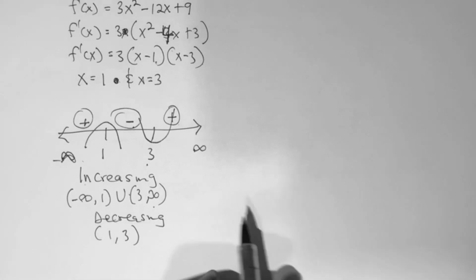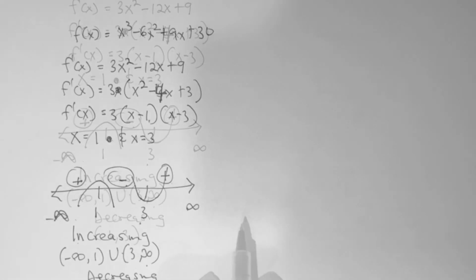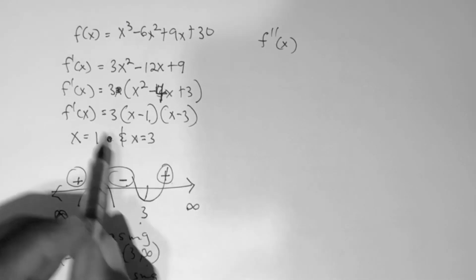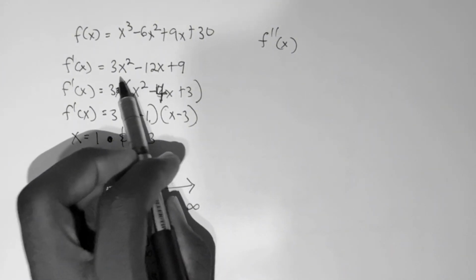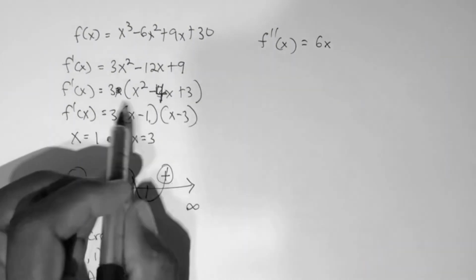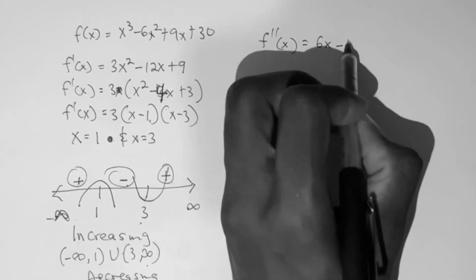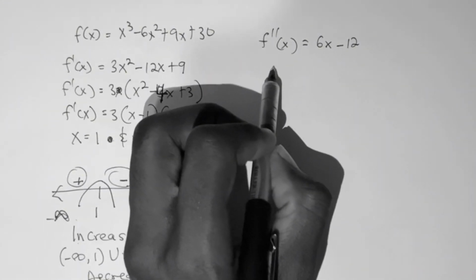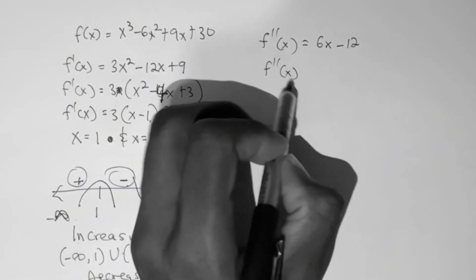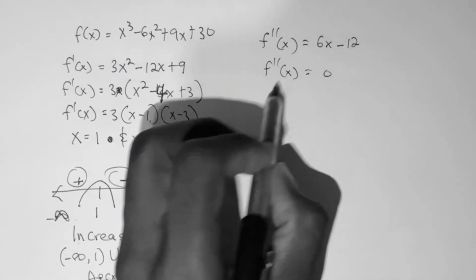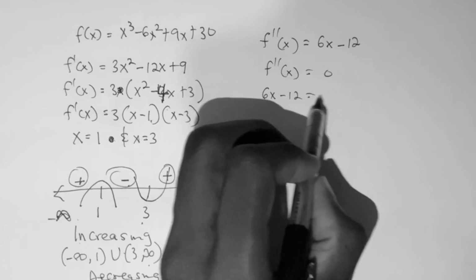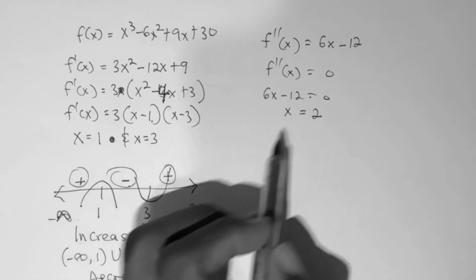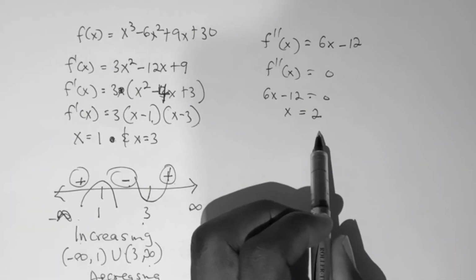Now let's find the concavity. In order to find the concavity, we need to find the second derivative of f. So let's differentiate this. If you differentiate 3x squared, you get 6x. If you differentiate minus 12x, you get minus 12. So now, let's find the point of inflection. So the point of inflection will occur where the second derivative is equal to 0. So 6x minus 12 is equal to 0. Therefore, x is equal to 2. So the value of x for inflection is x equals 2.